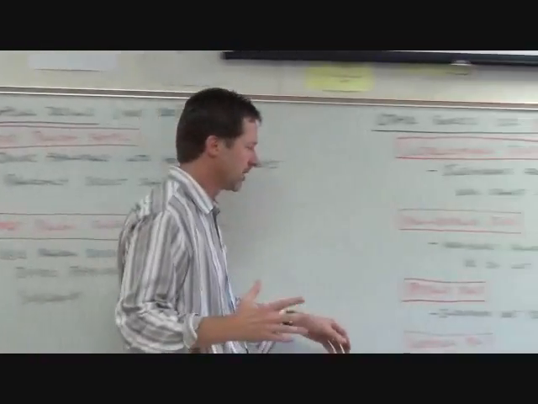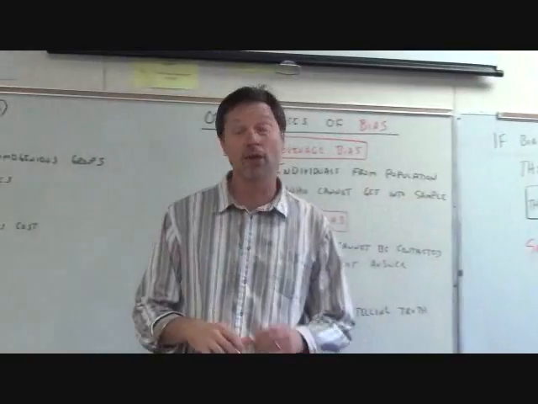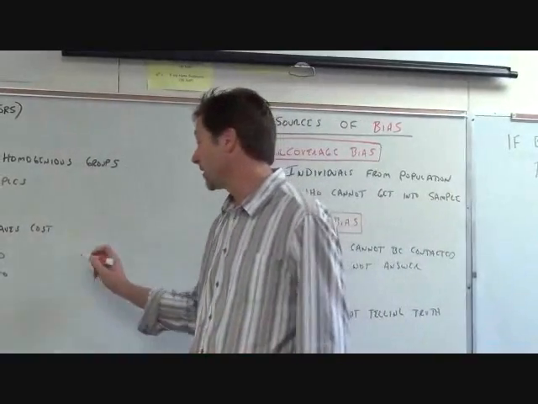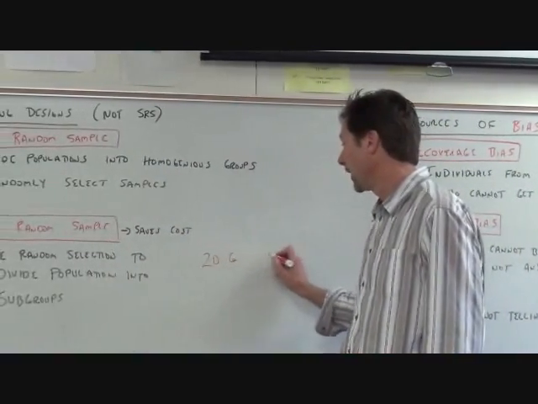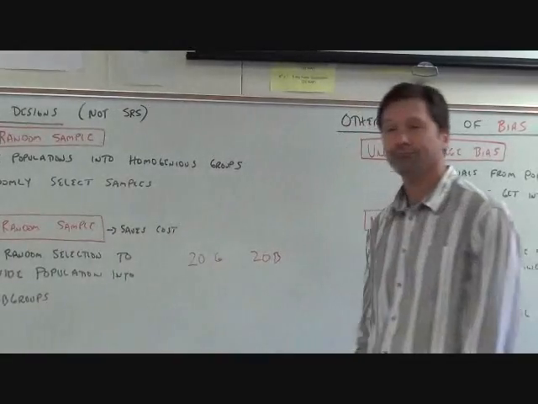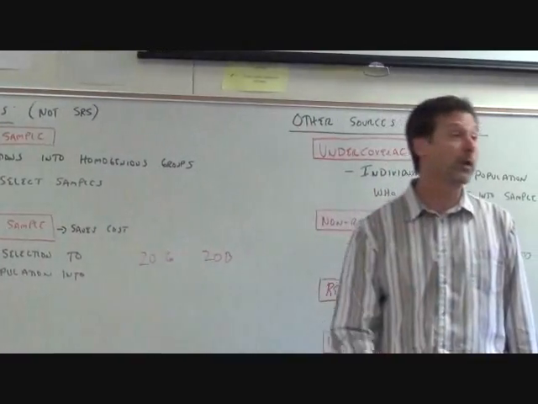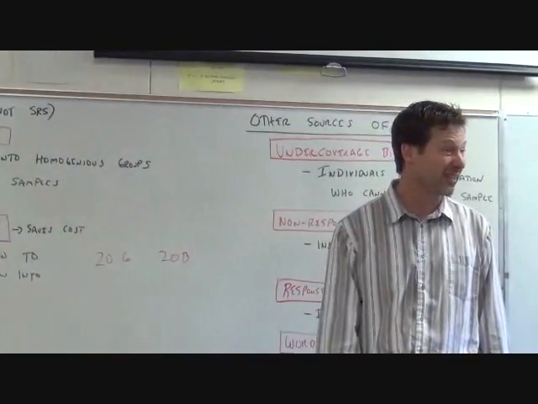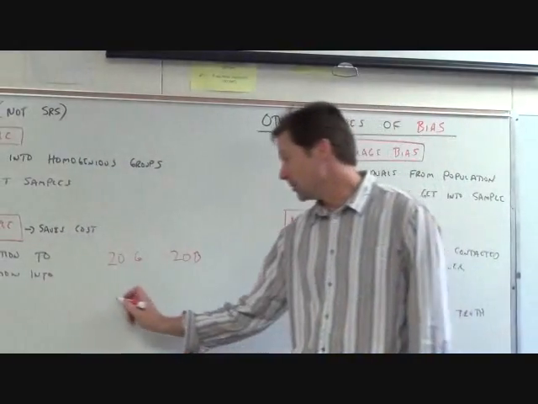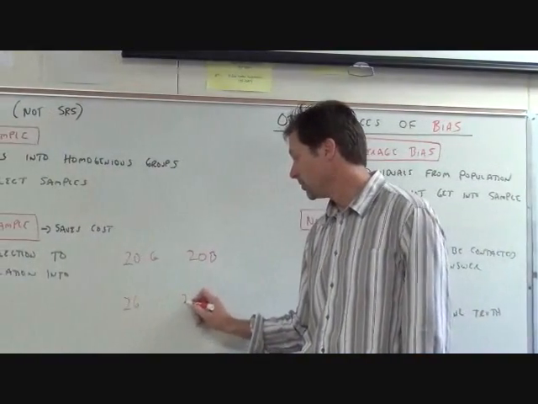Let me give you an example. Maybe this will help you clear it up. Let's say I have 40 students in class. I've got 20 girls and 20 boys. And I'm going to choose 4 people out of the class that only have half the assignment tonight. I'm going to choose 2 girls and 2 boys.